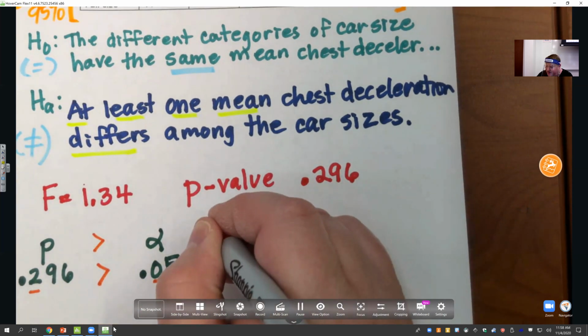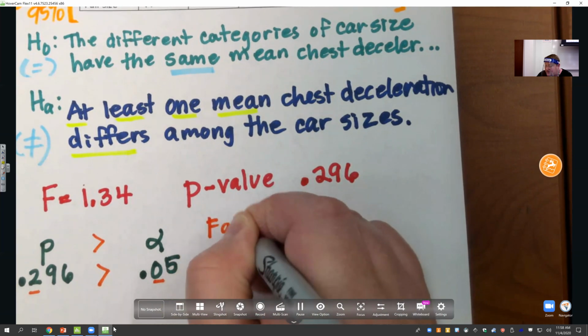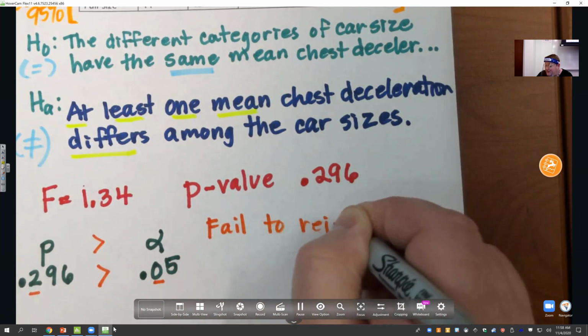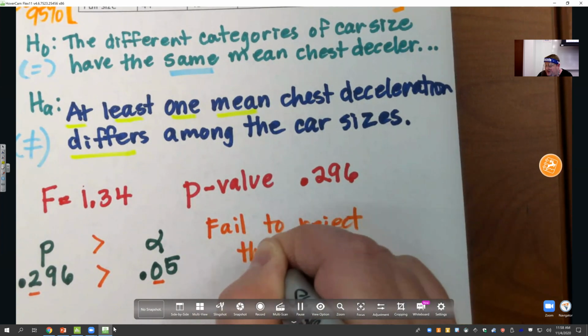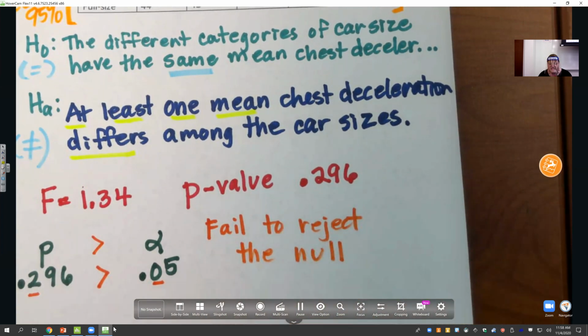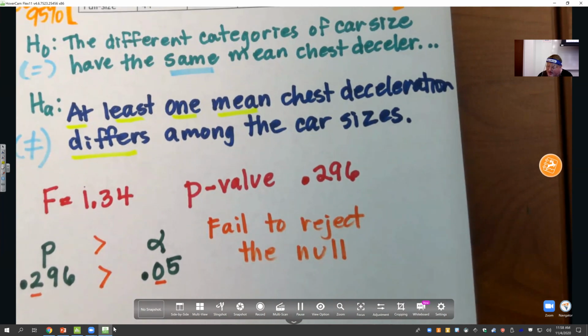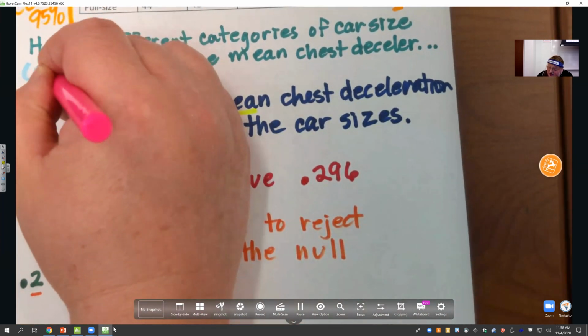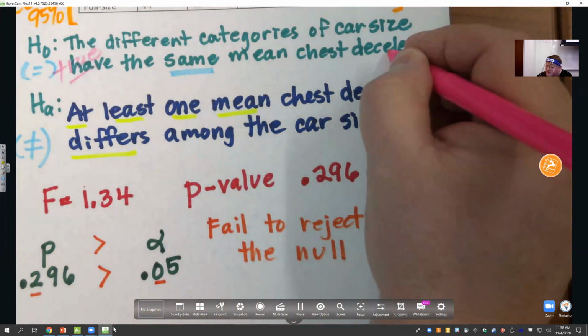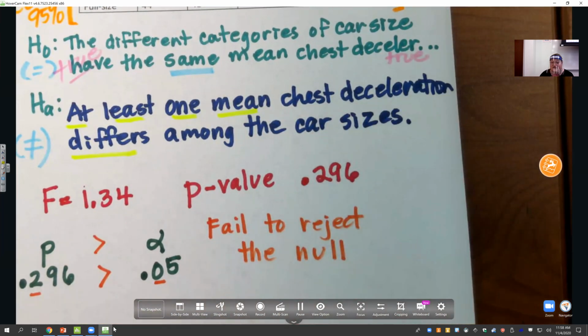When P is greater than alpha, we fail to reject the null. Every time, all the time, when P is greater than alpha, we fail to reject the null. Now, if we fail to reject the null, again, remember what that means. That means that my null is true. So when I state my conclusion, I'm going to state it that way.